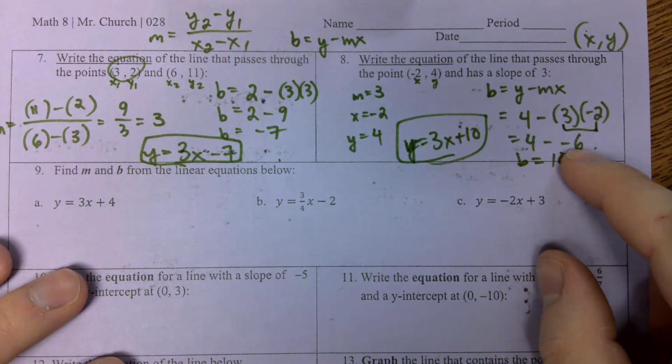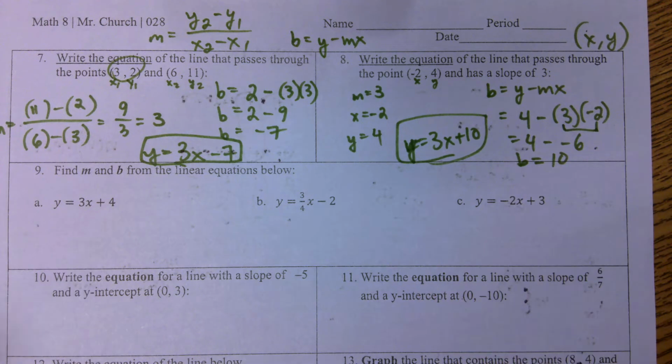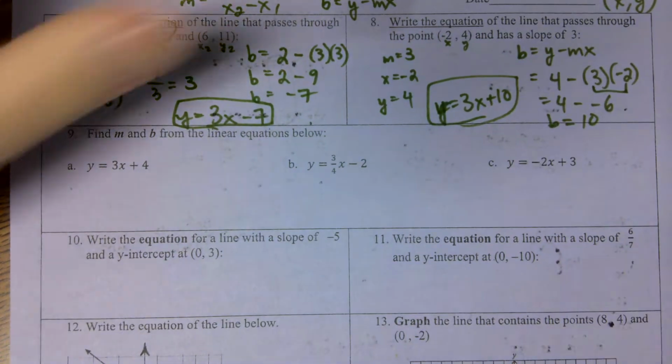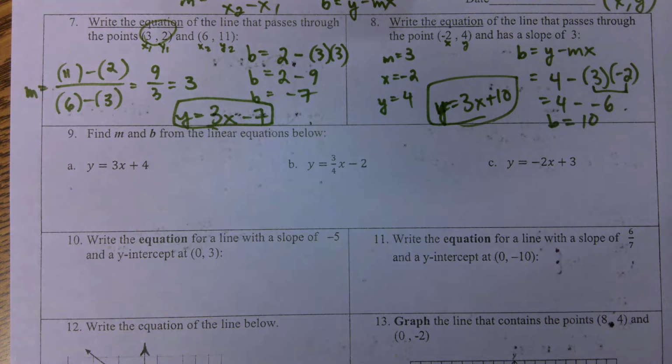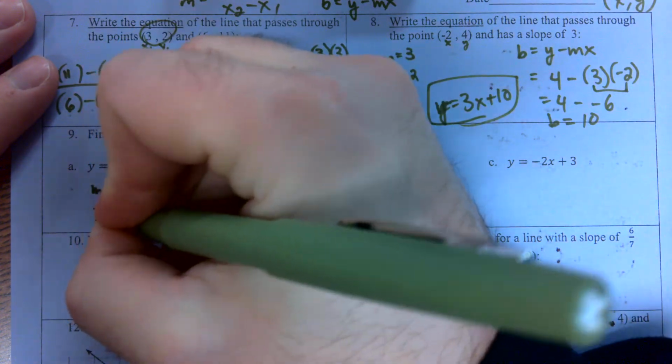Multiplied those to get negative 6. 2 minus signs form a plus. 4 plus 6 is 10. Number 9, not too bad. We're going to find m and b. Luckily for us, we're just looking with our eyes. We're not solving anything. Here our m is 3 and our b is 4.